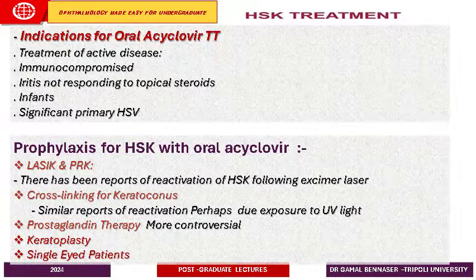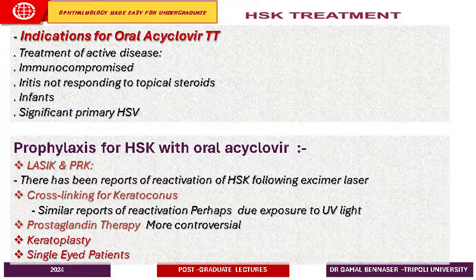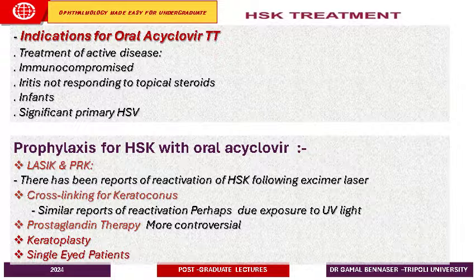Now, what are the indications for prophylaxis? As I said before, there are reports documenting reactivation after LASIK and PRK. So prophylactic doses of oral acyclovir before and after the procedure are recommended. Same thing for cross-linking. Maybe because of the role of ultraviolet in the activation of the virus, you have to use it before and after cross-linking. There are some reports that people who are using prostaglandin analogs as anti-glaucoma treatment are prone to reactivation of herpes simplex, but this is controversial.